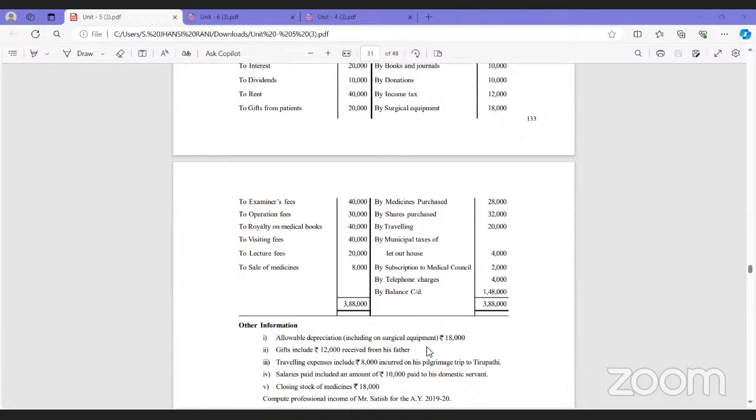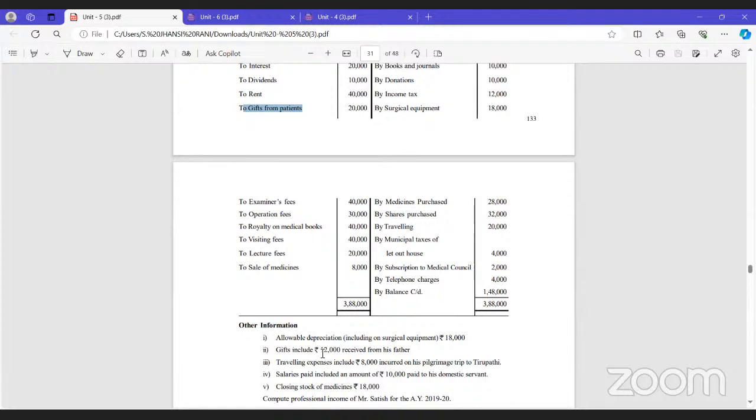So depreciation is given. Gifts from patients are given. Whenever there are gifts from patients, that is income to us, a receipt to us. But what is it telling? Gifts include 12,000 received from his father. So this 20,000 is not gifts from patients. The 12,000 is personal.